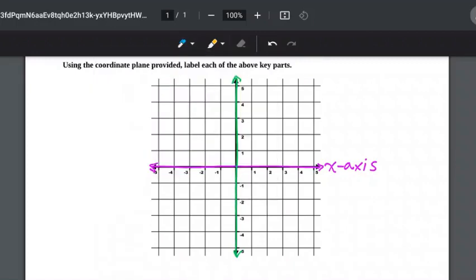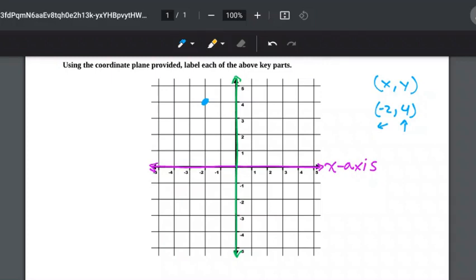Our next term, an ordered pair. So let's give an example here. Remember, an ordered pair goes x and y. And let's say we go -2 and +4. So that means we are going to go left 2 and we're going to go up 4. So we go left 2, up 4, and we plot our point right there.